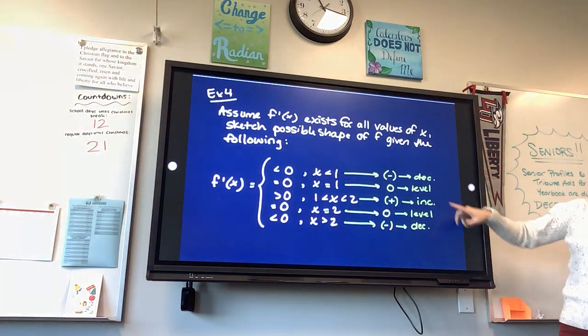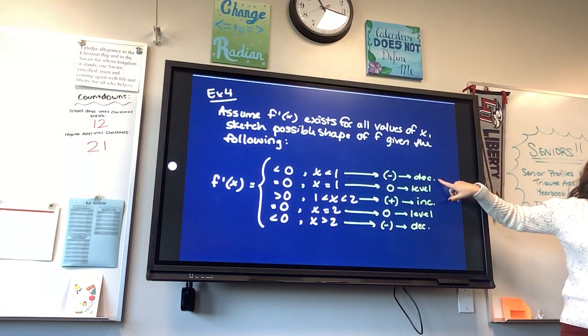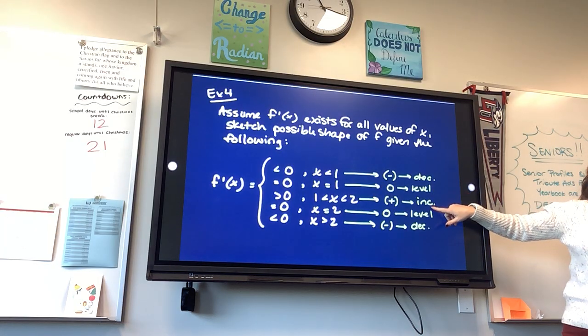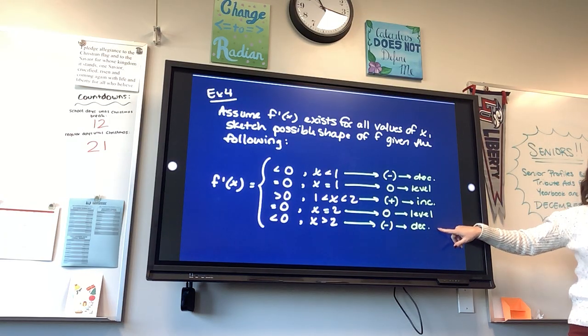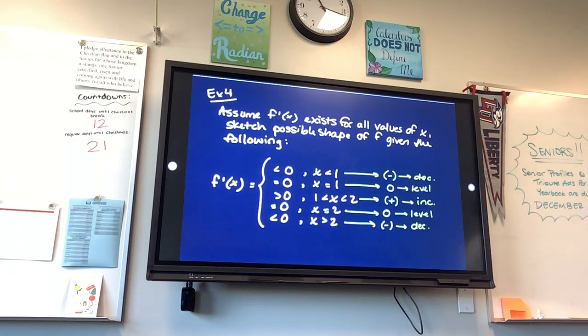Okay. So now we have kind of a roadmap, and we need to sketch the possible shape of what F is doing. So it's going to start decreasing, and then what's it going to do? It's going to level off, and then what's it going to do? It's going to increase, and then what's it going to do? Level off again, and then do what? Decrease. You can kind of see what's about to happen.